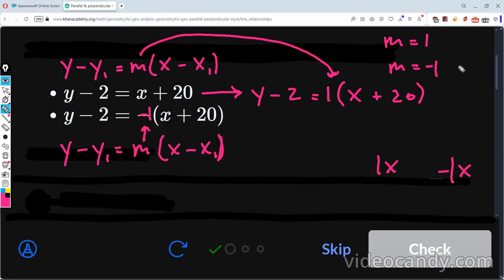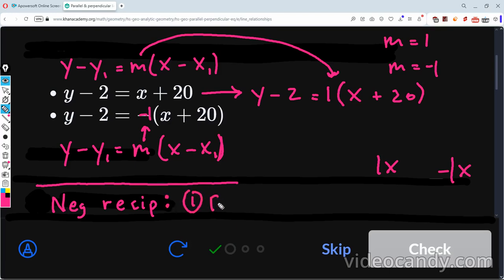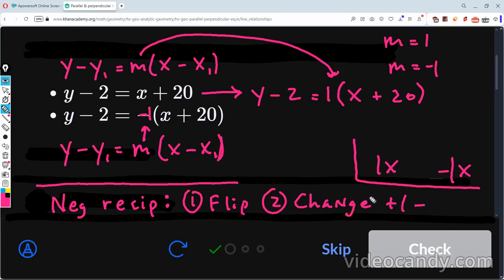So the slopes are different. They definitely intersect. We want to see if these are negative reciprocals of each other. Remember, when you try to find the negative reciprocal, there's basically two steps. You want to flip it, or take the reciprocal. And the second step is to change the plus minus sign. We're going to do that, and we can do that to either one of the slopes.